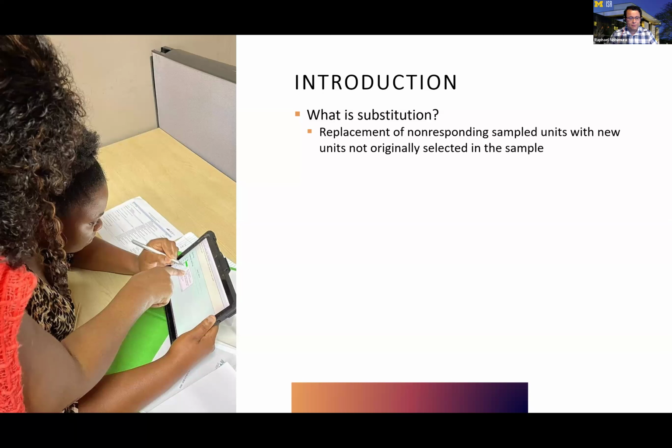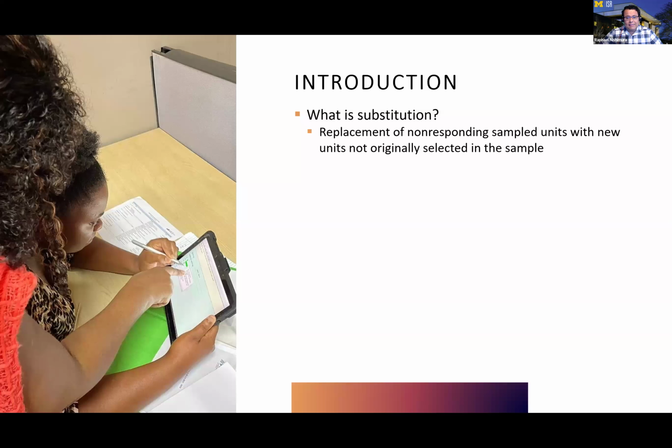I'm particularly interested in statistical methods to deal with that, also survey protocols to try to prevent or minimize that from happening during data collection. And one of such methods to deal with non-response is what we call substitution.